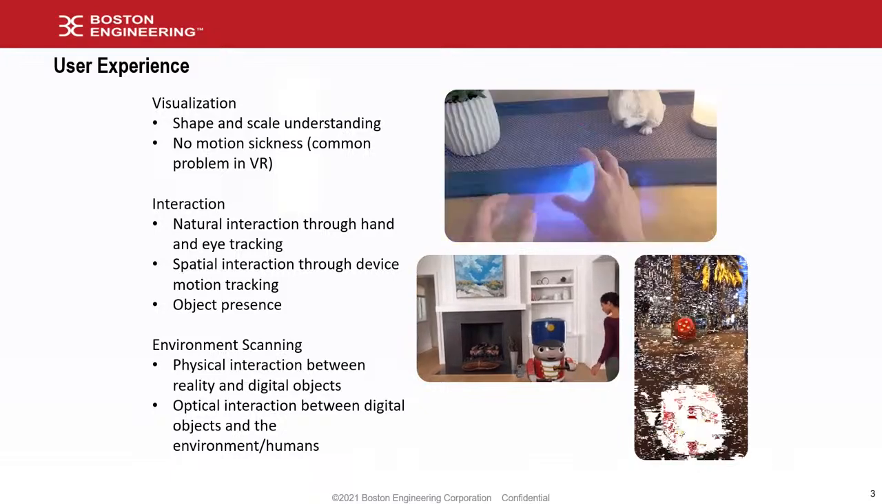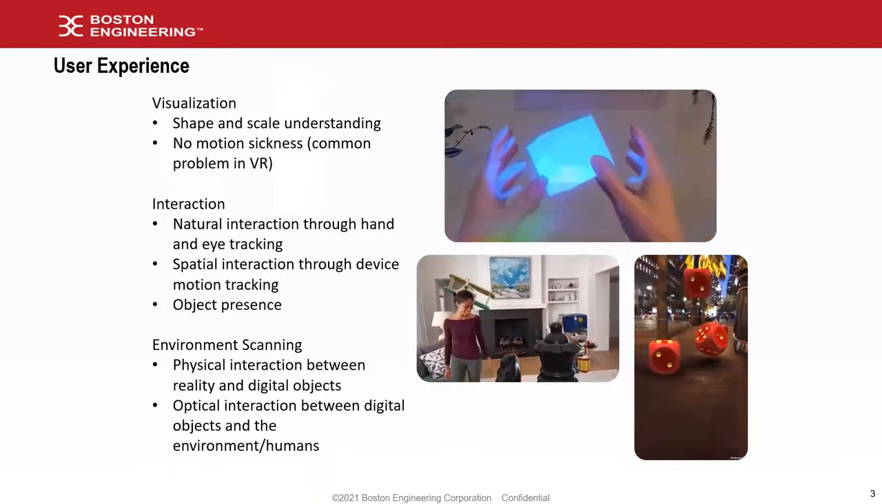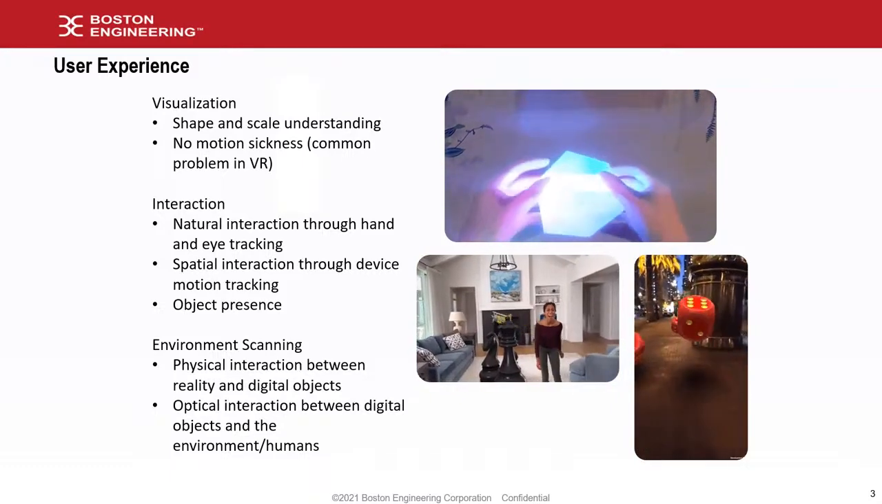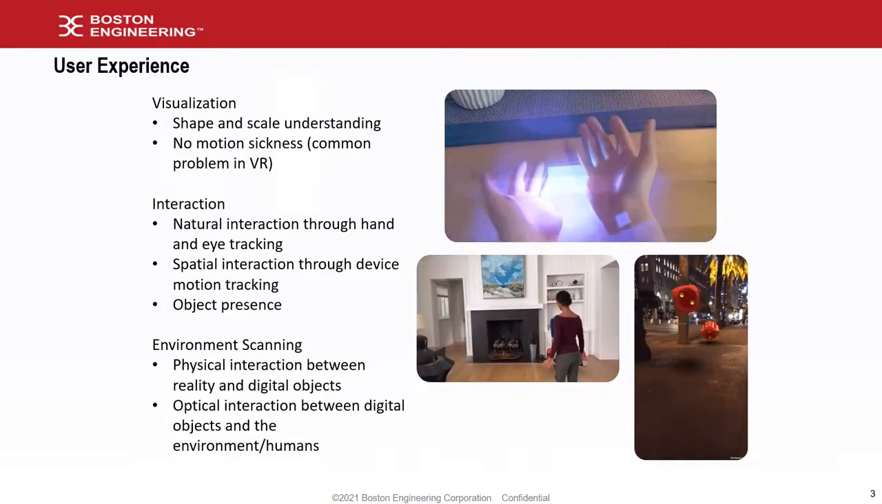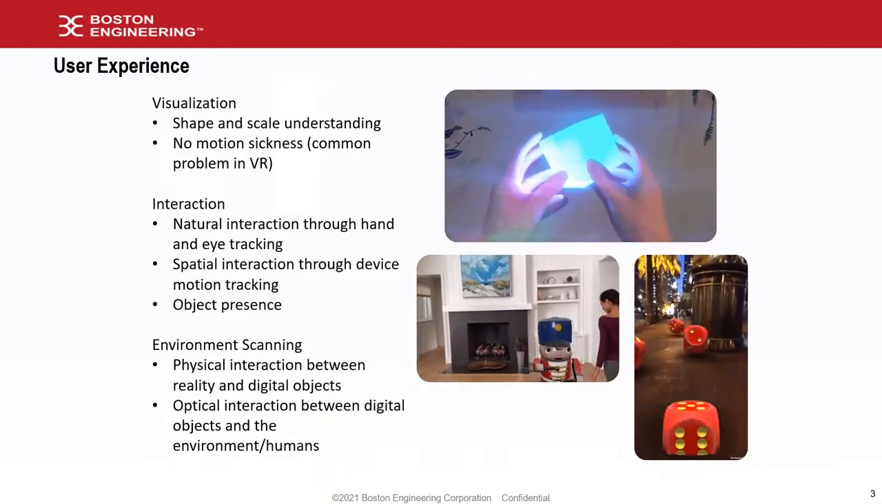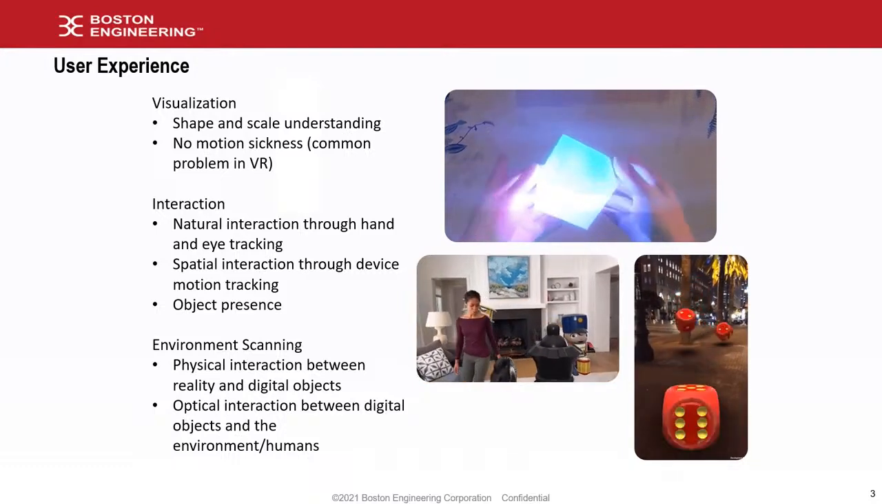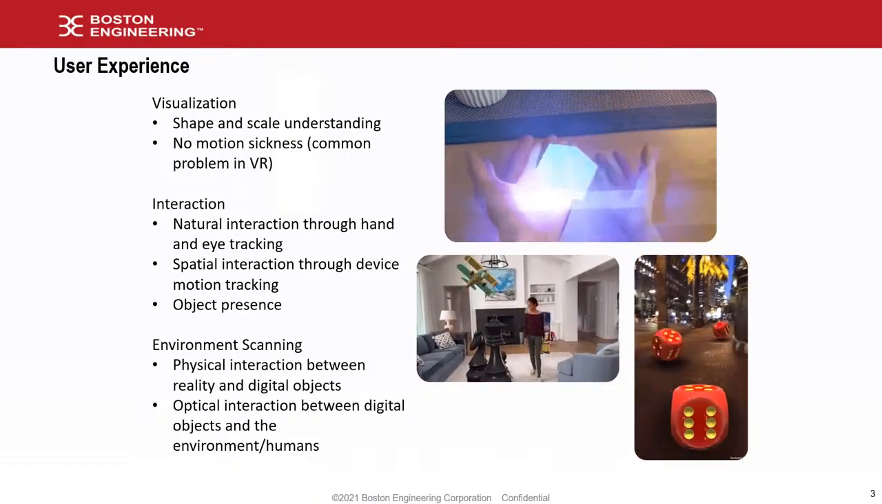So the user has interaction with the dice. The dice has interaction with the physical world and the dice itself. This bottom left-hand video is a fun one. I like it. It's a spatially aware AR experience where the user isn't actually interacting with the content. They're visualizing the content. It's almost like an animated movie that they're being a part of.